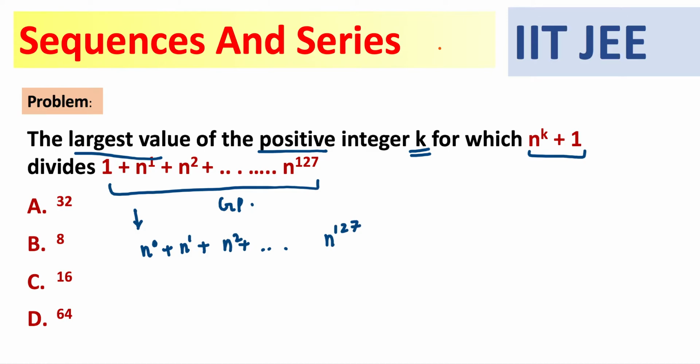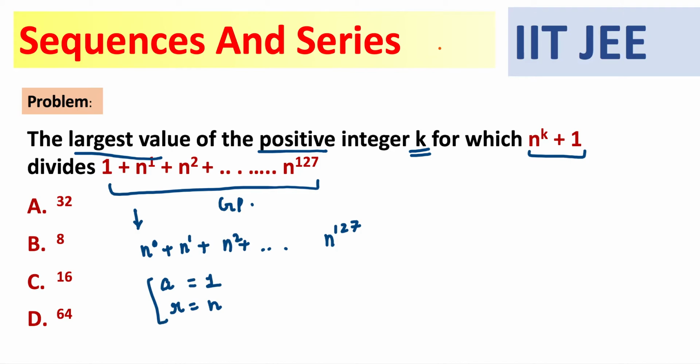Every term we are multiplying by n: n to the power 1 into n is n square, into n is n cube, and so on. So the first term of our GP is a, which is equal to 1 in our case, and the common ratio r is going to be n. So these are the two parameters for our GP.